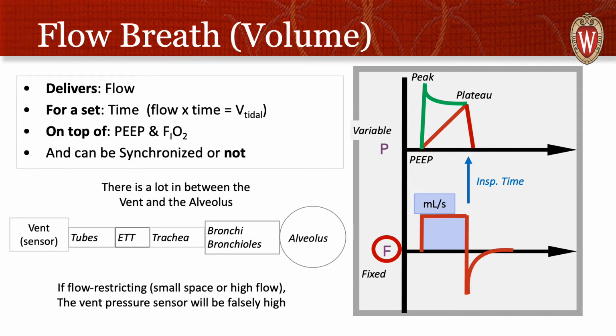And there's a lot of things in between the vent and the alveolus. Start at the vent, you have tubes, endotracheal tube, trachea, bronchi, bronchioles, and finally the alveolus. If there's anything in between the alveolus and the vent that is flow restricting, that means it's either small or tight, or that you've used a huge amount of flow, the vent pressure sensor will be high.